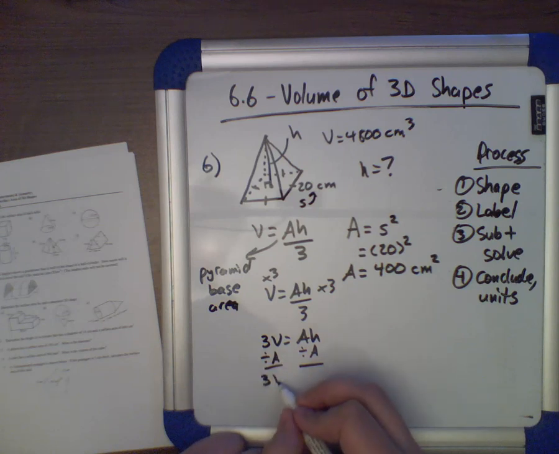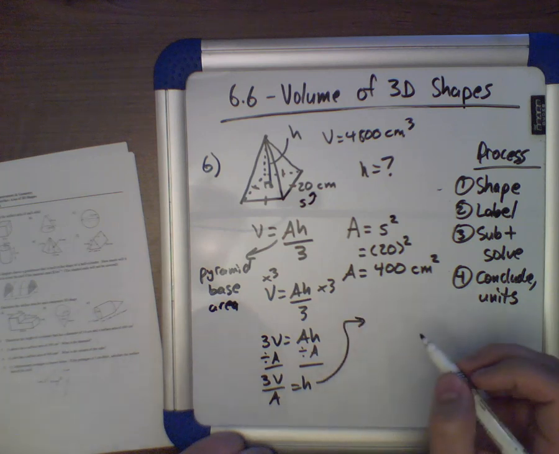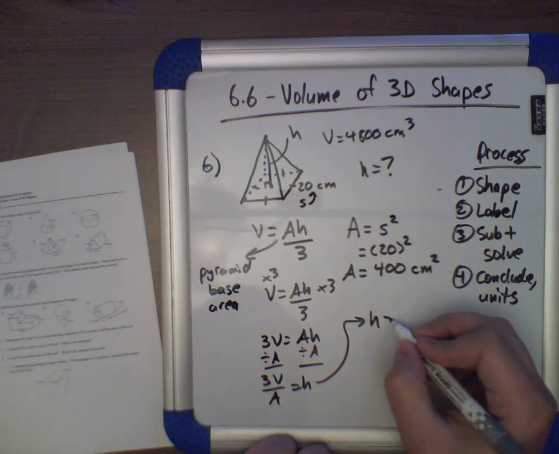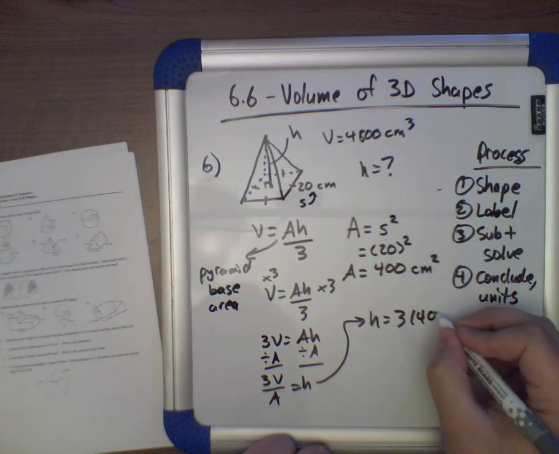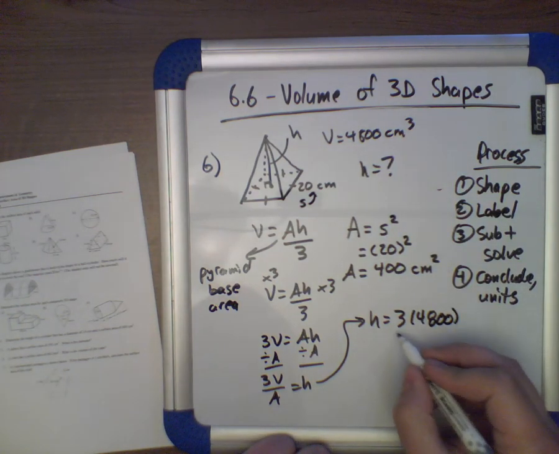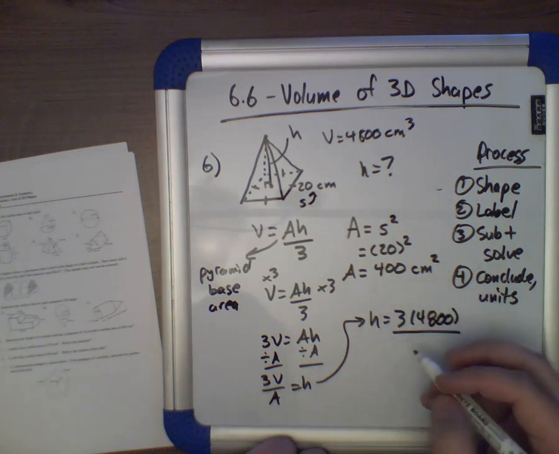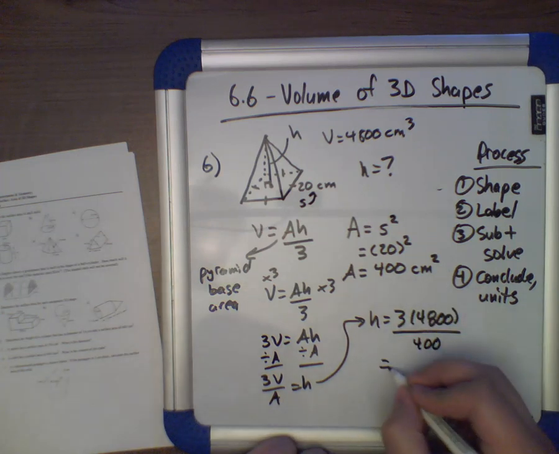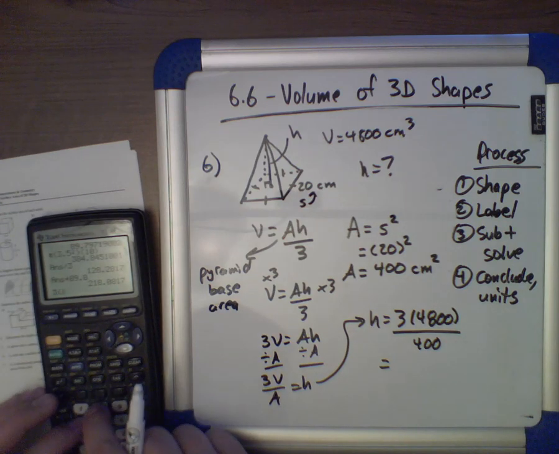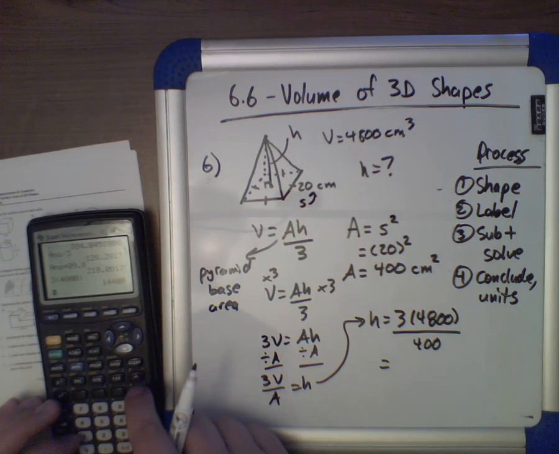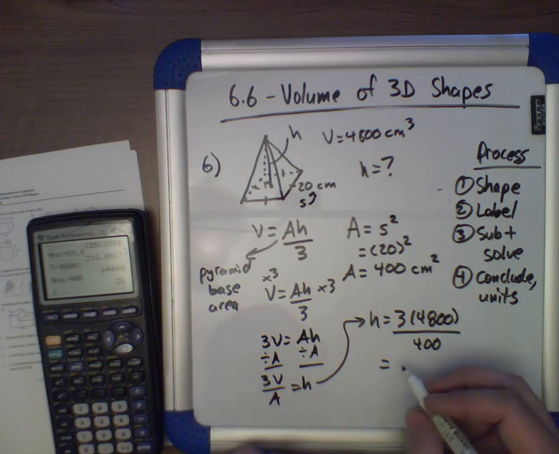So 3V over A equals H. Now we can plug our values in. H equals 3 times V, which we're given up here, 4,800, divided by the A, which we just found out was 400. Let's use our calculator. 3 times 4,800 divided by 400 gives us a height of 36.